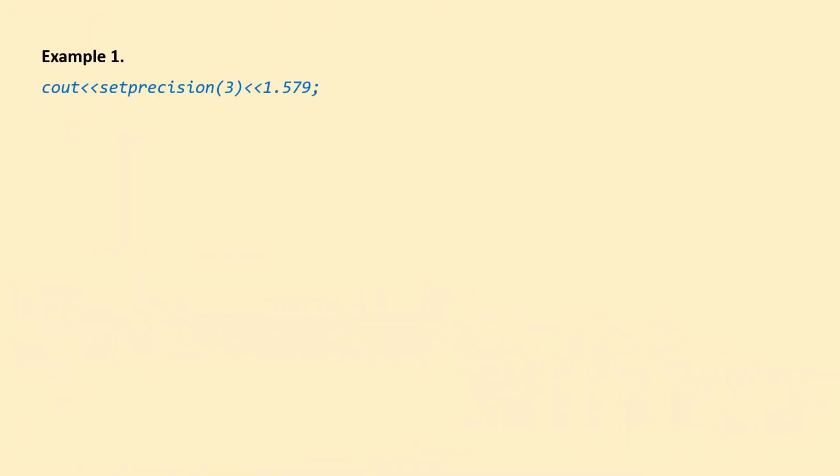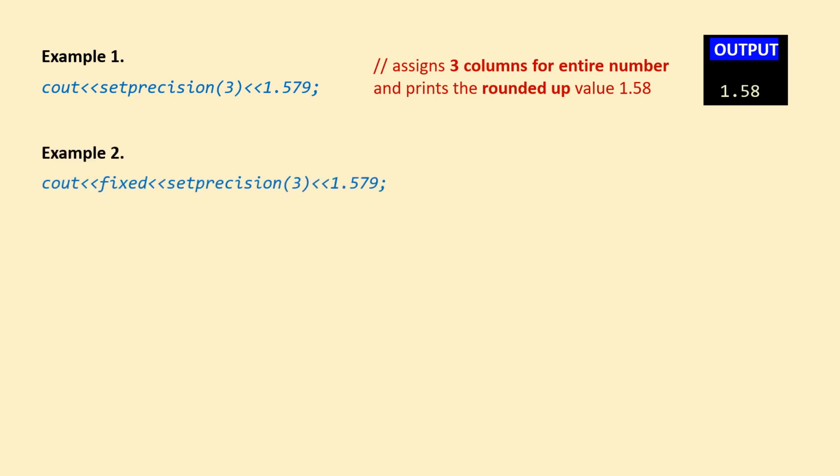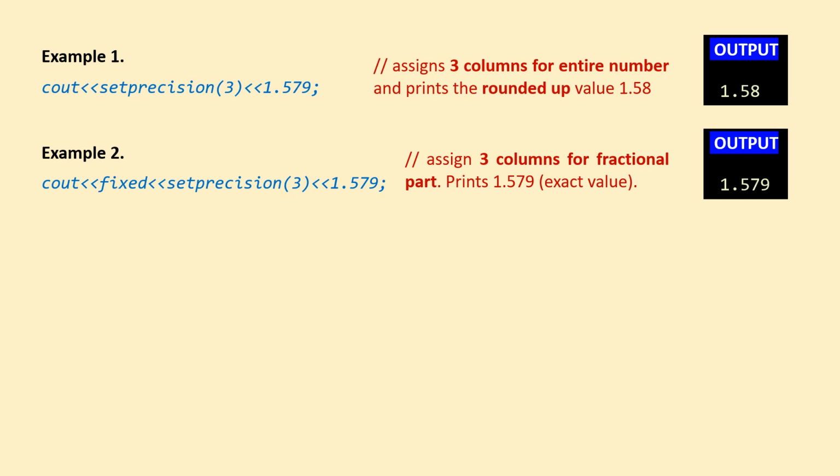For example 1. Cout, setprecision of 3, 1.579. It assigns 3 columns for the entire number, and prints the rounded up value, 1.58. This is the output. For example 2. Cout, fixed, setprecision of 3, 1.579. It assigns 3 columns for the fractional part, and prints 1.579. The exact value. This is the output.